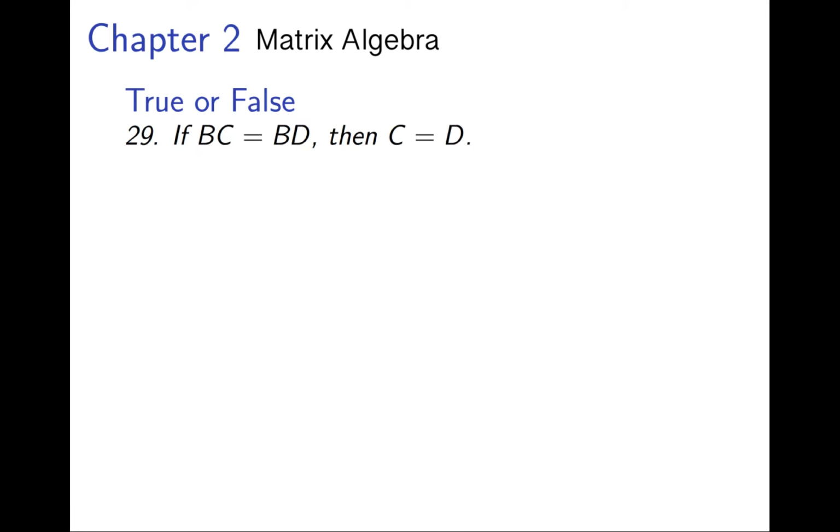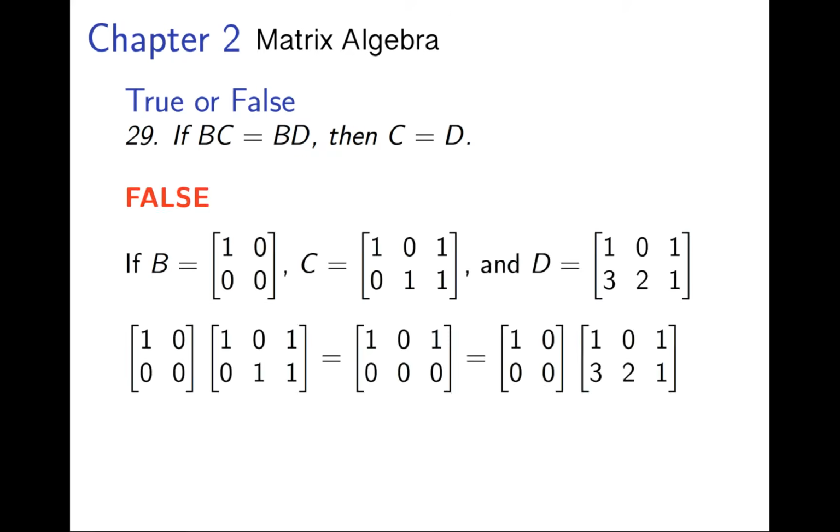Number 29. If BC equals BD, then C equals D. The number of you that say this on your homeworks or tests is incredible, but the answer is obviously false, right? Here's an example. If B equals the matrix 1, 0, 0, 0, and C is the matrix 1, 0, 0, 1, 1, 1, and D is some other matrix 1, 3, 0, 2, 1, 1, do out the multiplication. Okay? B times C is equal to B times D, and clearly C and D are not the same matrix. That's one of the most important properties of matrix multiplication.